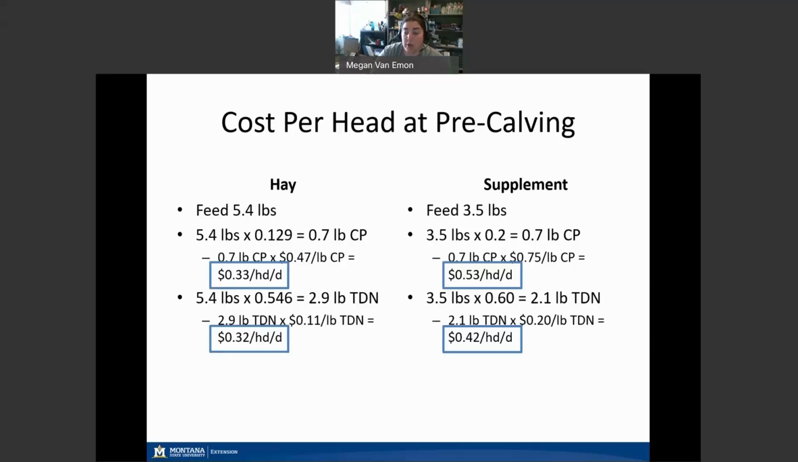we can figure out how much we need to feed each day of each supplement or each other feed ingredient, and we can get a more accurate price estimate of what that is going to cost us on a daily basis per head. So just in this scenario, we have hay that would probably be more cost effective just on the hay portion, not necessarily on labor or equipment costs or things like that. So those other things need to be taken into account.